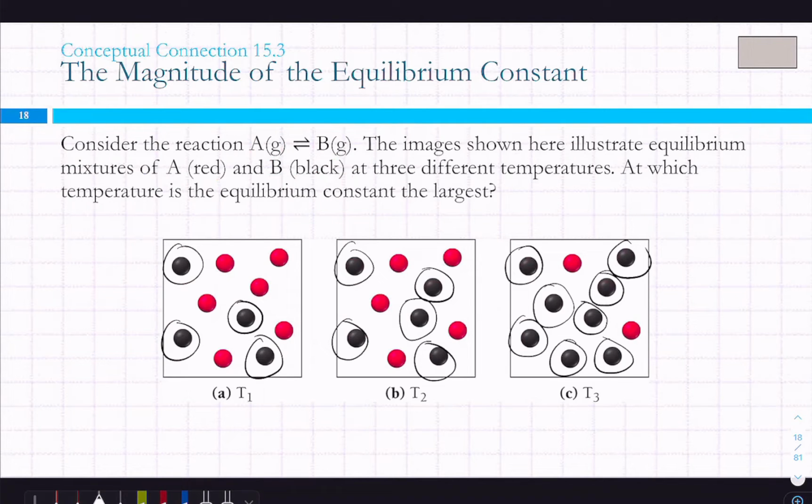So if we want a large equilibrium constant, it would be C. Because if we have a large equilibrium constant, that means we have more products than reactants. C has the largest number of black spheres and the smallest number of red spheres, so it's going to be the largest K value.